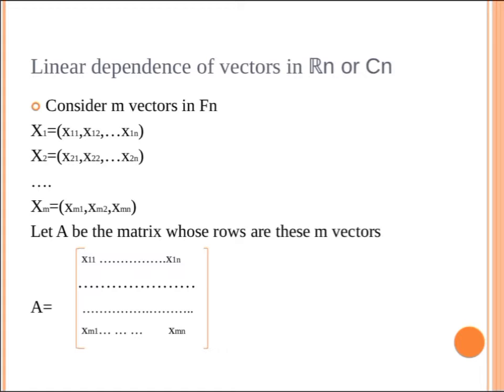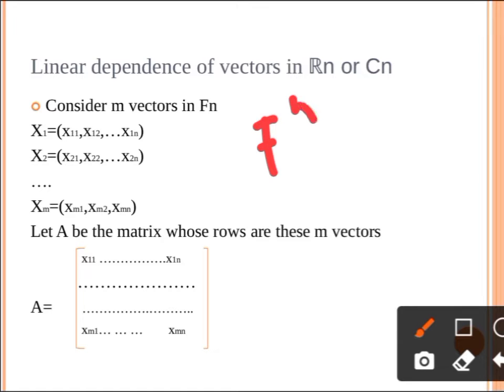Consider m vectors in F^n, where x1 is equal to (x11, x12, etc., x1n), x2 is equal to (x21, x22, etc., x2n), etc., xm is equal to (xm1, xm2, etc., xmn), and let A be the matrix whose rows are these m vectors. So A is equal to the matrix with rows x11 to x1n, x21 to x2n, etc., xm1 to xmn. Here we are just converting these vectors into a matrix form.